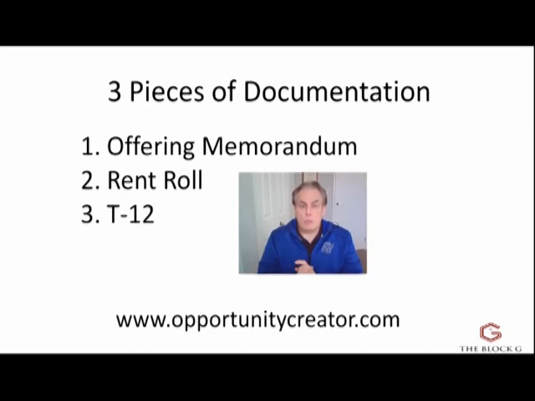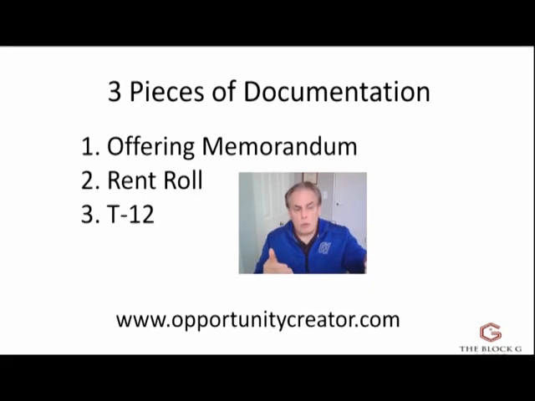Two is the rent roll for the property. A current rent roll, not something produced 2 years ago. And then also a T-12, or a trailing 12 income and expense report. So those are the 3 documents that you need when you're talking to the seller or the broker.